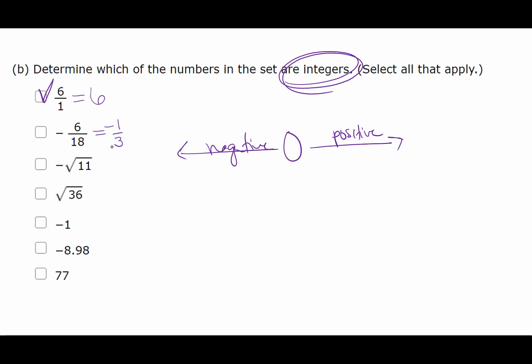The negative square root of 11 still simplifies to a really long decimal, so that is not an integer. Square root of 36 is positive 6, so yes, we can check that one. Negative 1, yes, that is a negative whole number, which is an integer. Negative 8.98, nope, that's a decimal, and 77 is an integer.